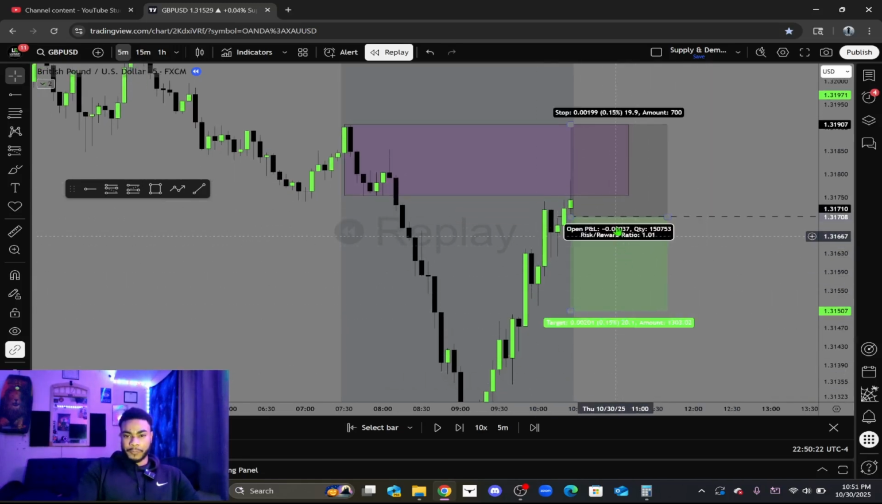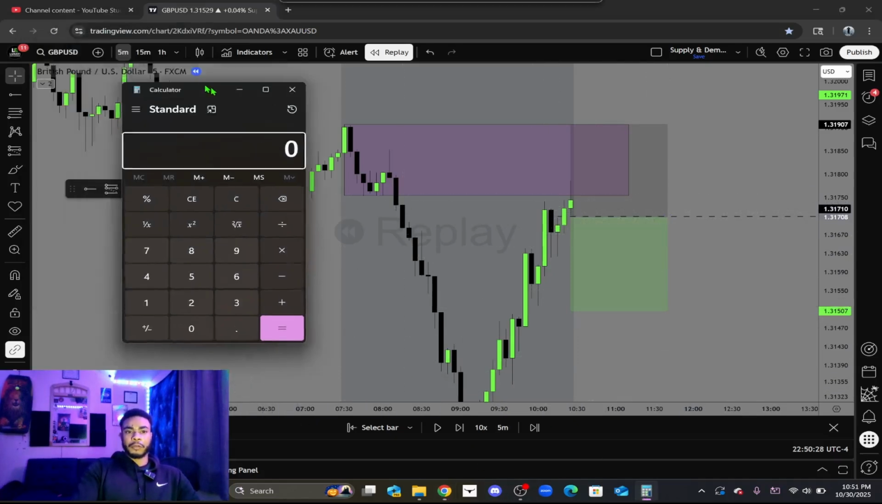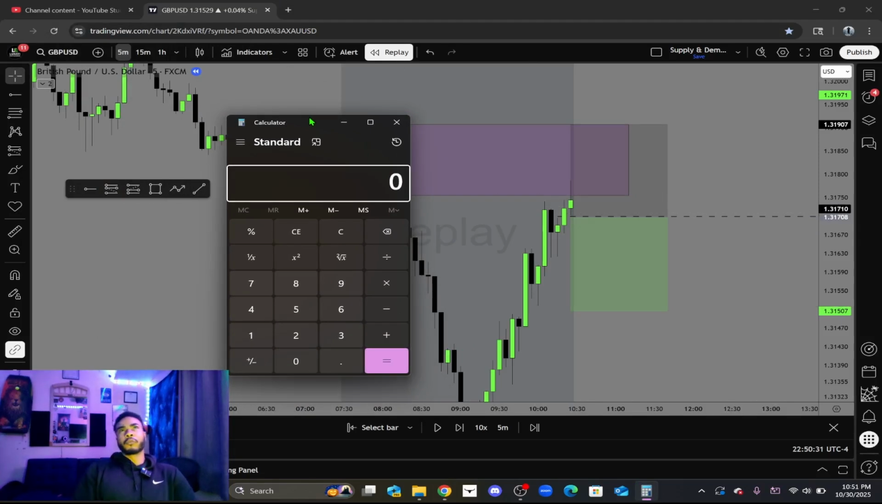So you'll go here, your stop loss is 20 points, 20 pips. You go to your calculator and let's say you want to risk $200 on this trade. So you go to 200 and then you divide by 20 points, the amount of pips that your stop loss is. I'm dividing the amount that I'm risking by the amount of pips or points my stop loss is, and that gives me my lot size. So my lot size is going to be $10 per pip, right?